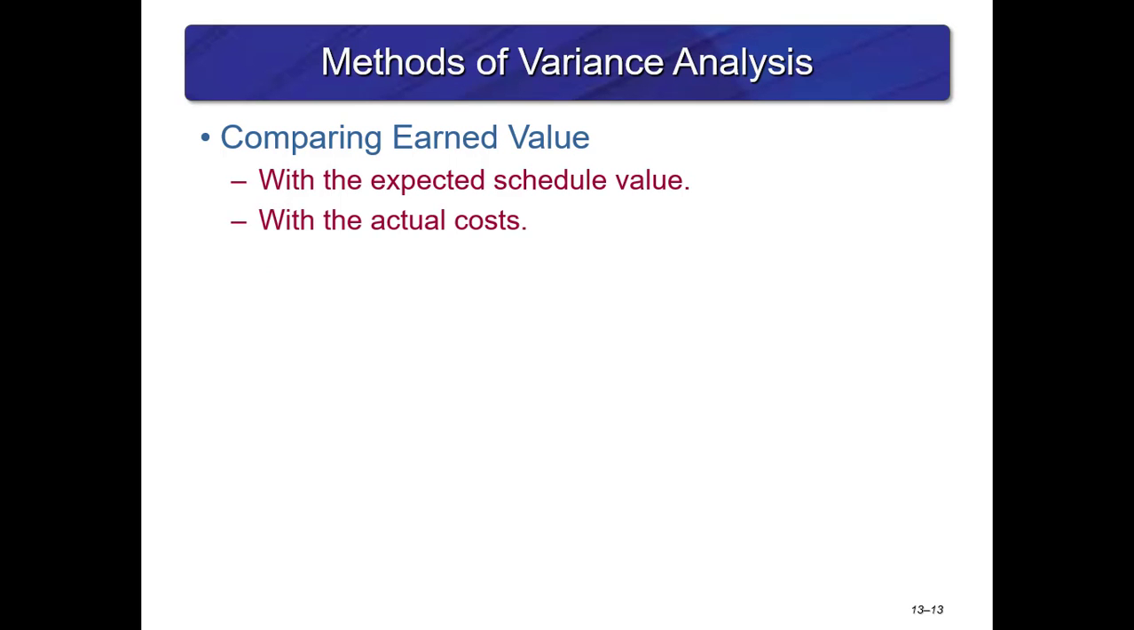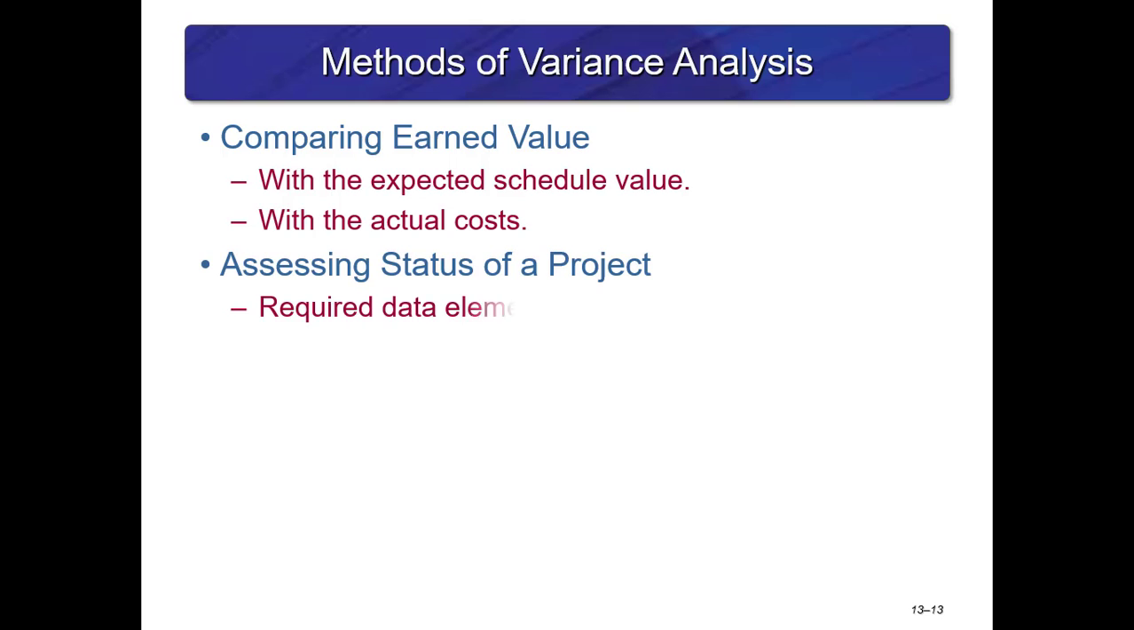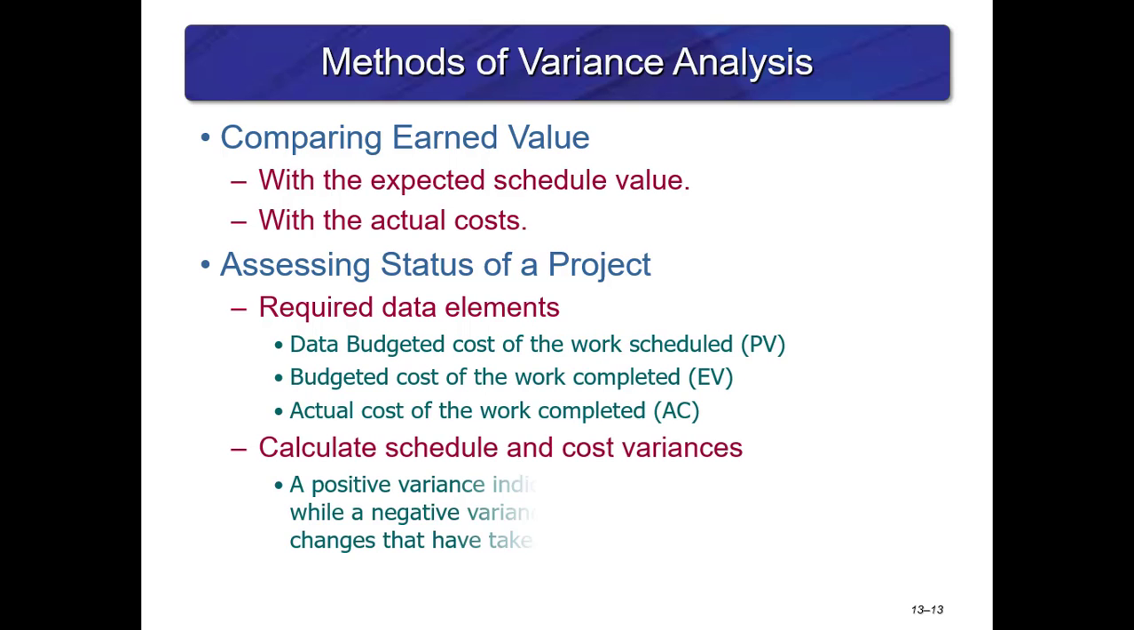So methods of variance analysis include comparing the earned value with the expected schedule value and with the actual cost. Assessing the status of a project, you look at your required data elements: the budgeted cost of the work scheduled, the budgeted cost of the work completed, and the actual cost of the work completed. You can calculate schedule and cost variances. A positive variance indicates a desirable condition, whereas a negative variance suggests problems or changes that have taken place.